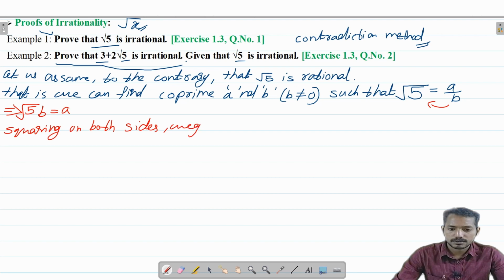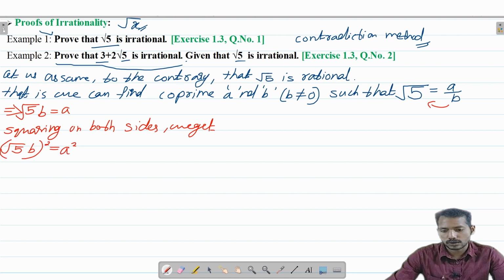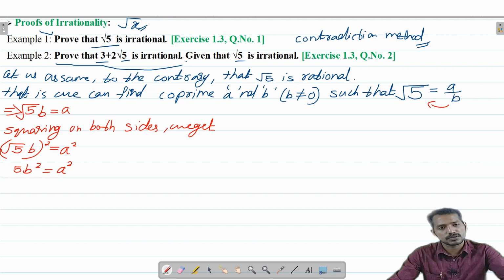What will you get after squaring? Root 5 B whole square is equal to A square. Root 5 square is 5. So 5 B square is equal to A square. Clear? On simplification we got this. So what does this statement indicate? 5 into B square is equal to A square.